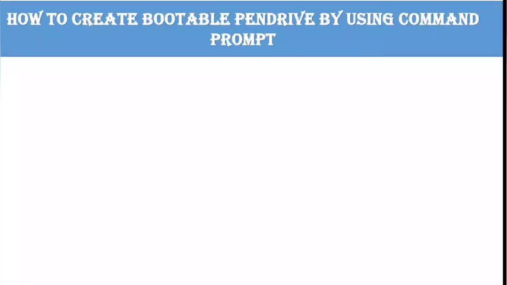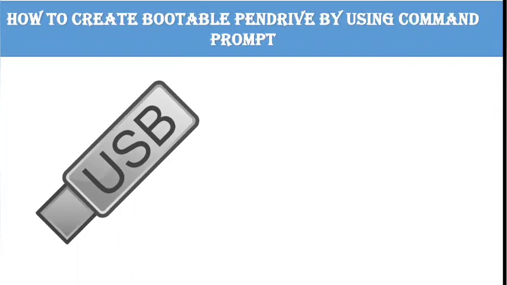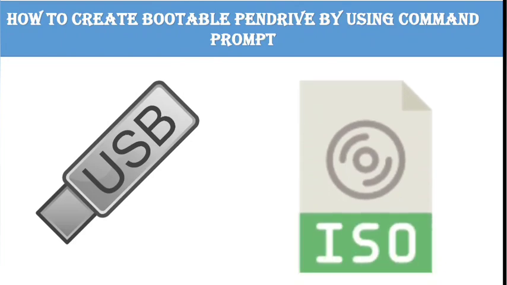To prepare a bootable pendrive, we don't require any third-party software or application. Only by using command prompt, we can do it. So we require one pendrive of capacity approximately 8 GB to 32 GB and one ISO file which is having Windows bootable media.